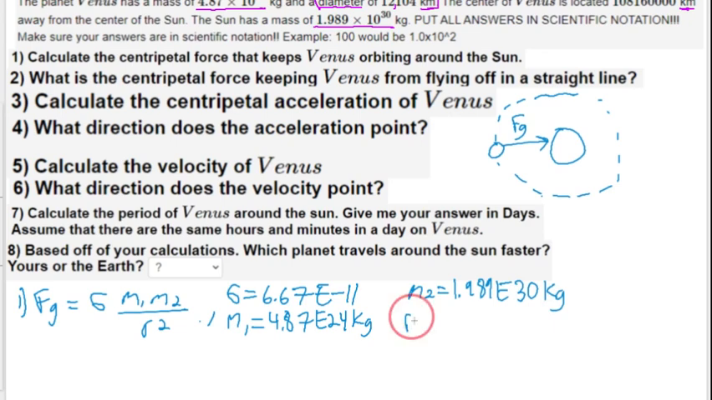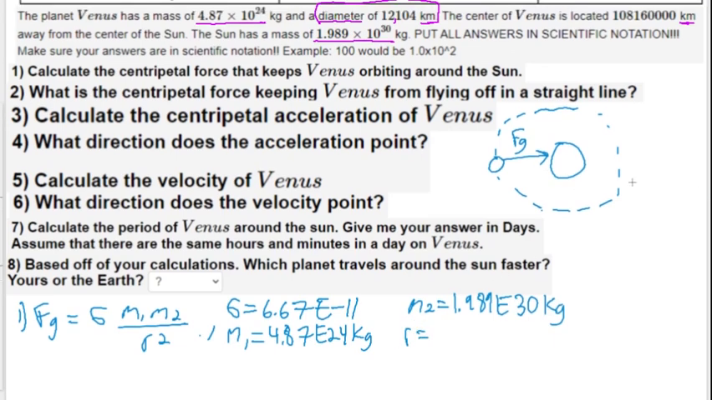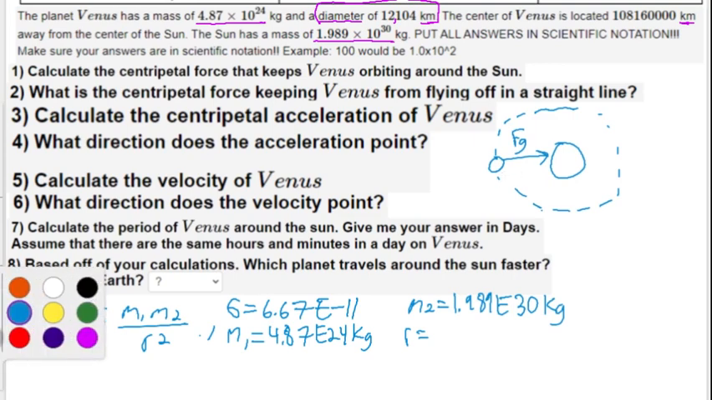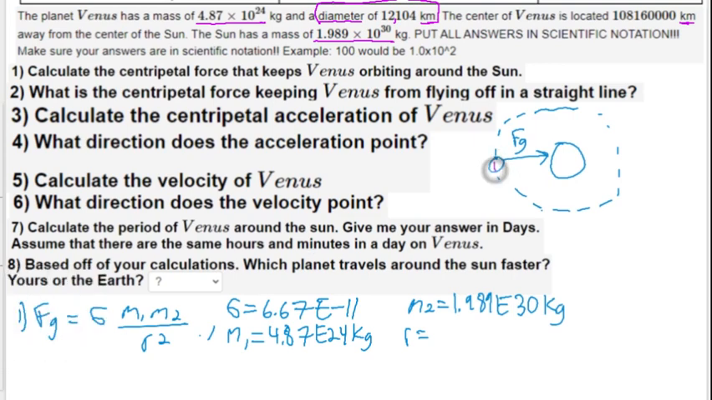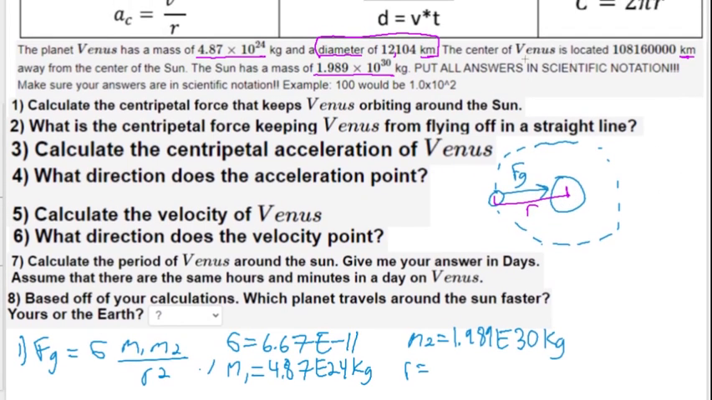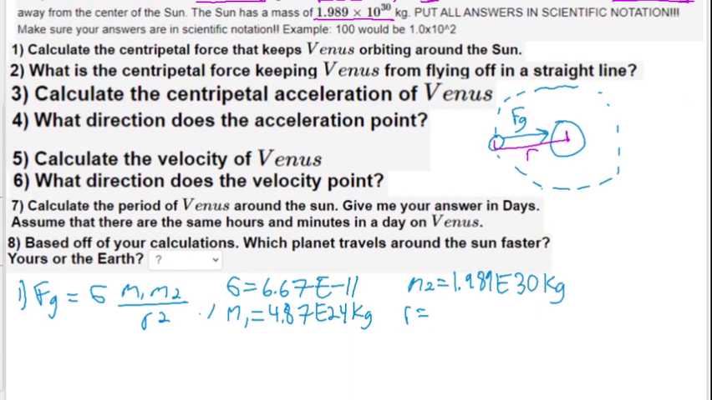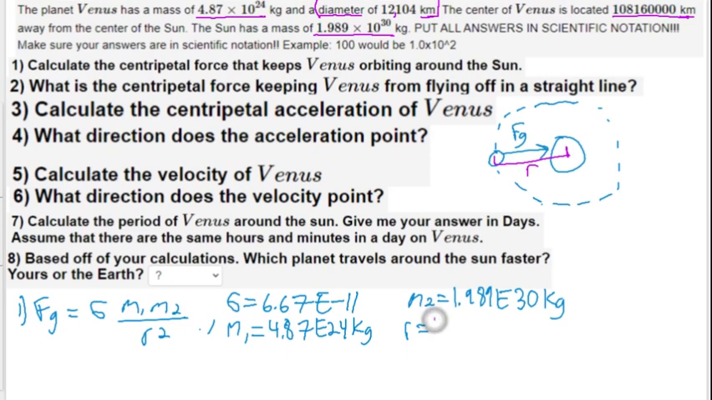Lastly, we need R. And R, just to remind you guys, because people keep forgetting, does not stand for radius. R stands for the distance of separation. So it'd be the center of Venus to the center of the sun. So this distance right here. Fortunately, it tells us that. It says the center of Venus is located this far away from the center of the sun. So I'm going to go ahead and rewrite that number down here.